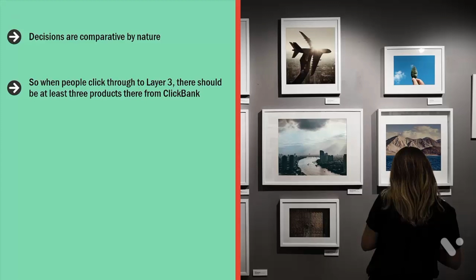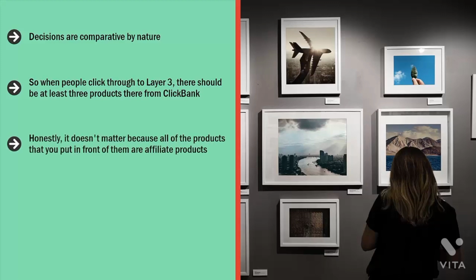Then you do the same for the other products. At that point, your recommended product may stand apart from the rest. Honestly, it doesn't matter because all of the products that you put in front of them are affiliate products. If they pick your suggestion, great. If they don't pick your suggestion and go with another product that you featured, you still make money. Do you see how this works?